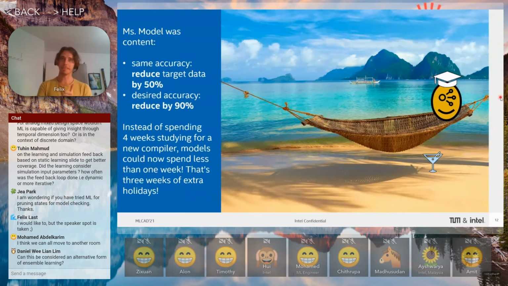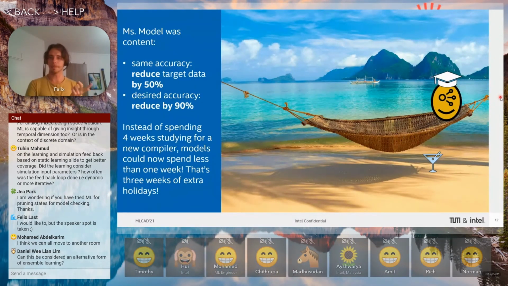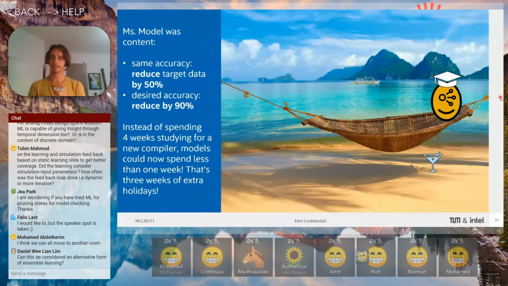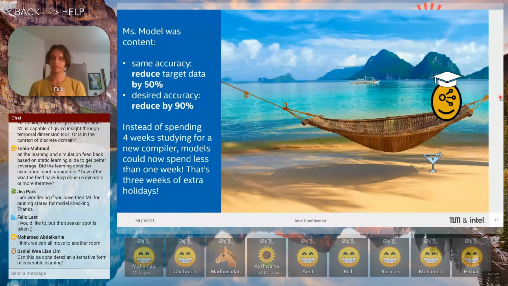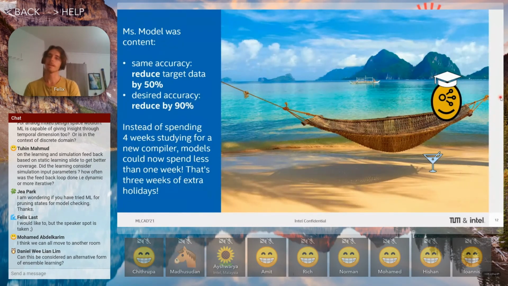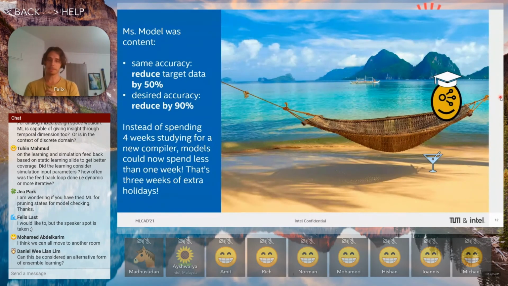She manages to achieve the exact same accuracy, or even a little bit better, if she reduces the target data by 50%. But if we want to just achieve the accuracy that we have, compared to our previous data needs, we are now at 90% reduction, needing only 10% of what we required in the past. So in practice, that means that instead of spending 4 weeks studying for a new compiler, models can now spend less than 1 week to train on a new compiler. That's 3 extra weeks of holidays.